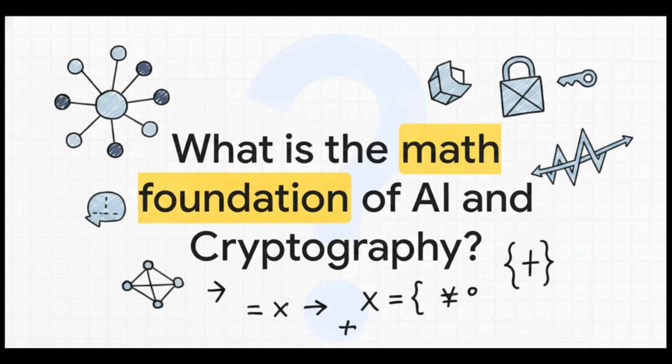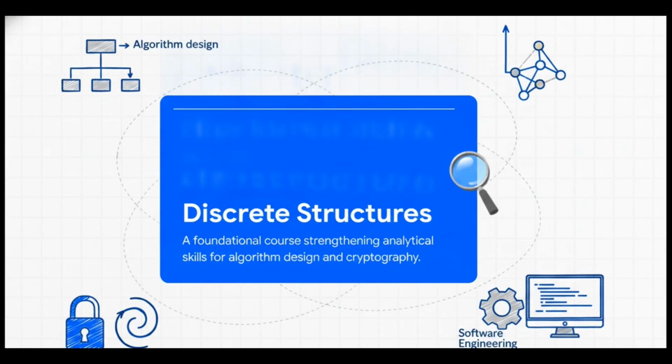We've got to ask the big question that practically every single computer science student wonders on day one. What is the actual mathematical foundation of artificial intelligence and cryptography? Well, the answer is discrete structures. And trust me, it is definitely not just arbitrary math.